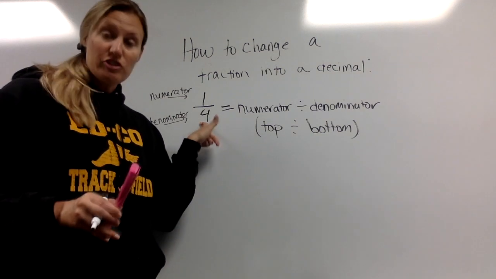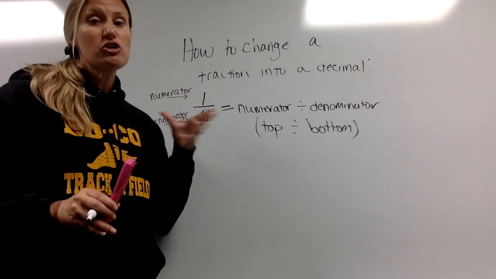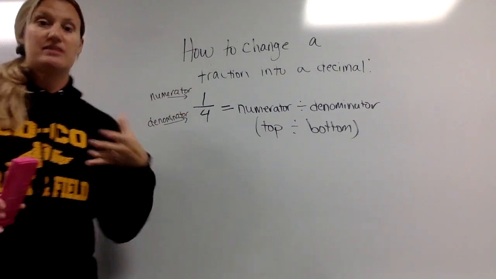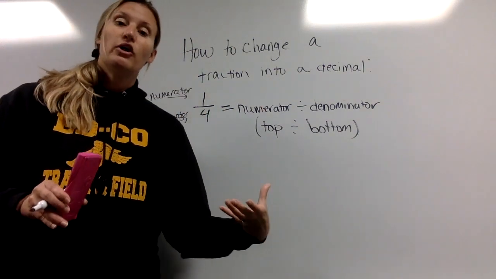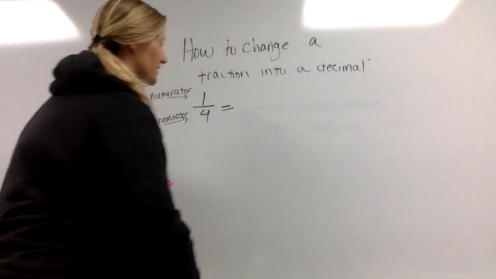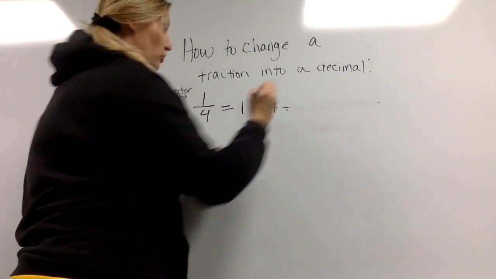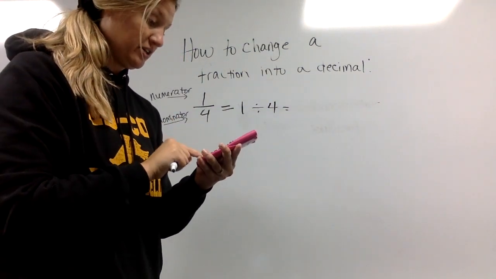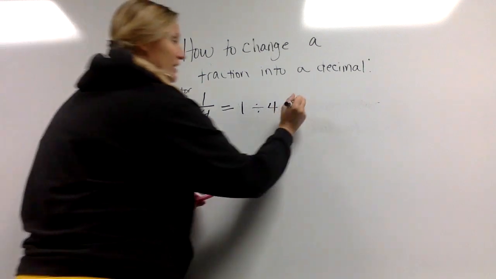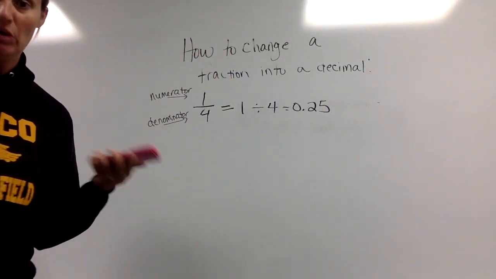A lot of fractions will have the top number smaller than the bottom. And that's where you're going to end up with a 0 point something. This number is less than 1. Okay? So in this particular case, I would take 1 divided by 4, which I can plug into my calculator. 1 divided by 4 is 0.25. Okay, it's a quarter, a way to think of it.